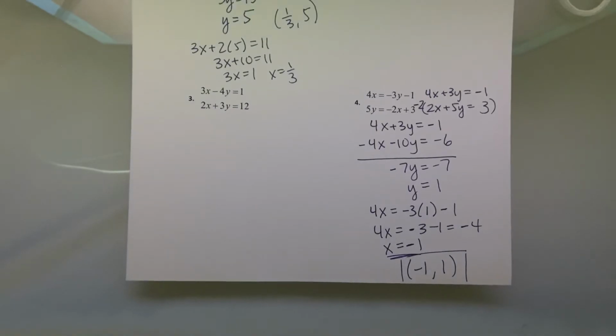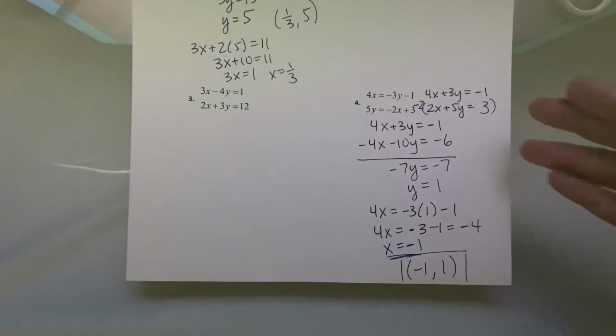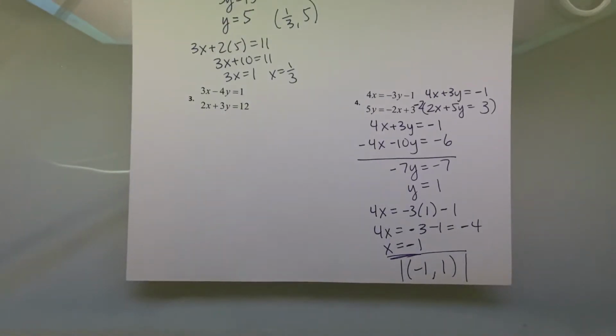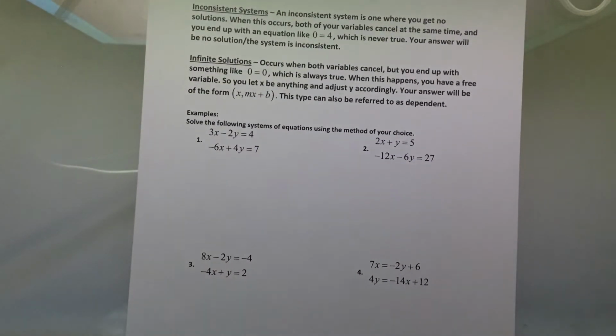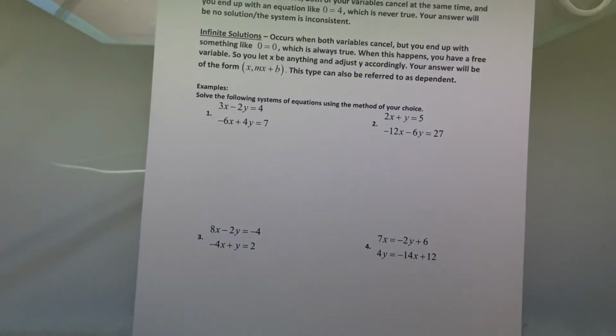So I still like elimination, but it can get complicated when you have to multiply potentially both equations. There are other situations though. That's where there's one solution, but what about the ones where there's none or infinite solutions? In both of those situations, both of your variables will cancel out at the same time. We'll do one with substitution and one with elimination.